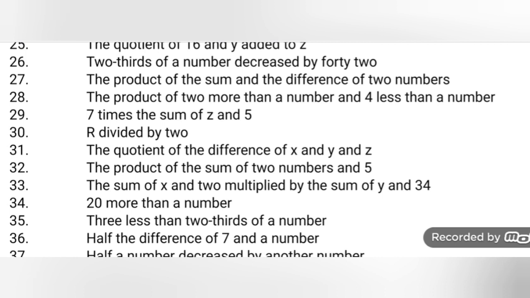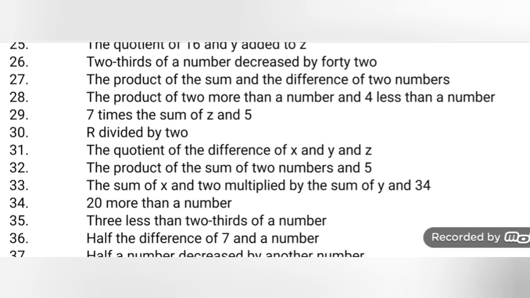Okay, 31, the quotient of the difference of x and y and z. So, difference muna ni x and y, so x minus y. And quotient nila, so x minus y divided by z. The whole x minus y divided by z.